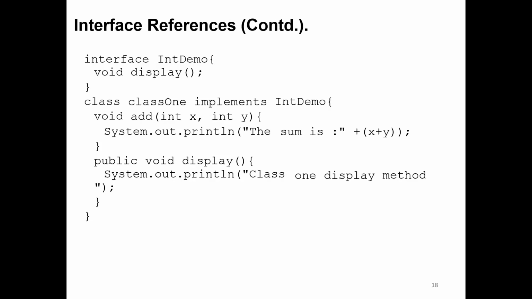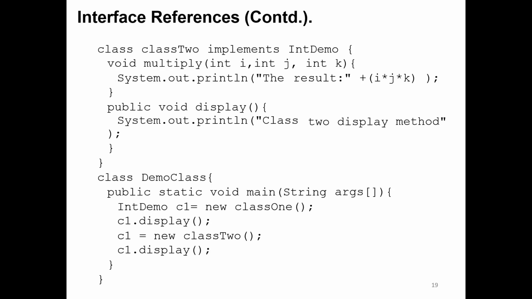And here I have another demonstration of a demo. So here I have an interface Demo with the display method. I'm implementing the interface inside class 1, and here I'm implementing it inside class 2. But inside the main, here I'm creating a reference for the interface. So Demo c1 equal to new Class1.